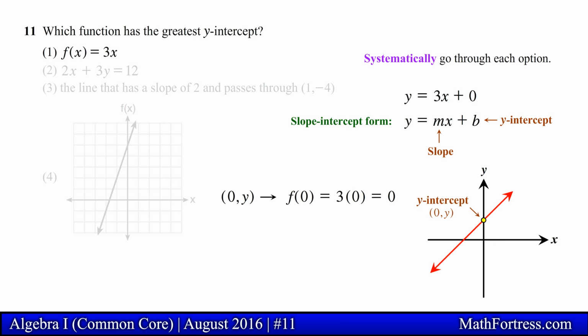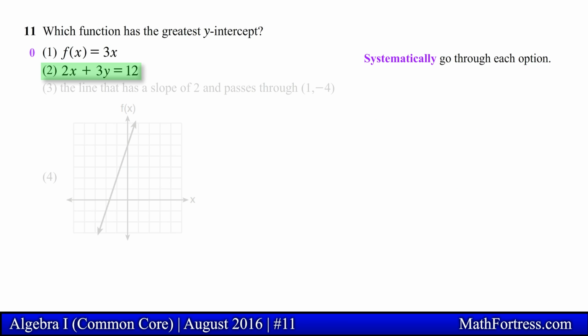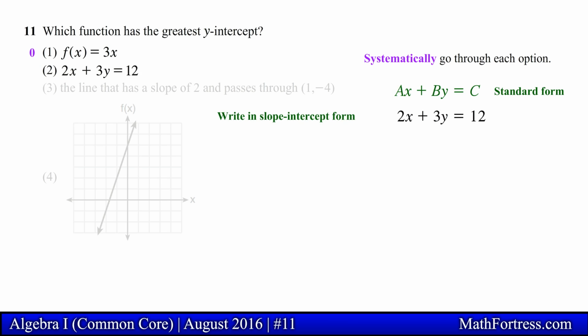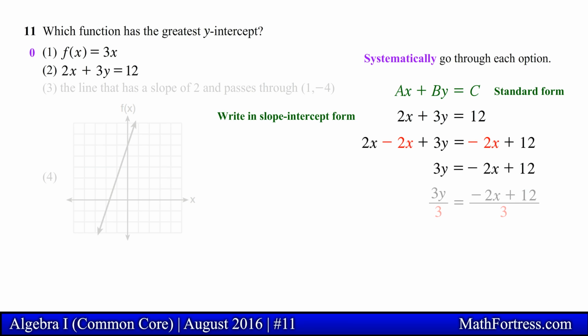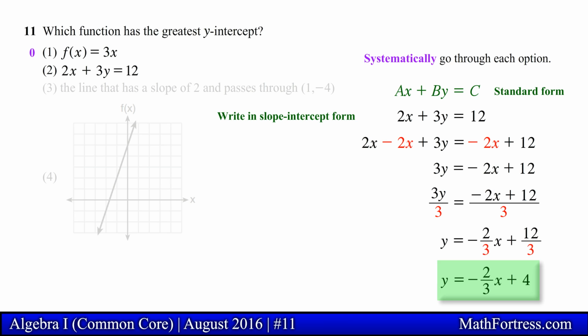Taking a look at option 2, we see that we have the standard form of the equation of a line of the form ax plus by equals c. We can determine the y-intercept by rewriting the function into the slope-intercept form by solving for y. So we first subtract 2x from both sides of the equation. We then divide both sides of the equation by 3, making sure we divide both terms on the right side of the equation. Doing that, we obtain the following alternative form of the function, y equals negative 2/3 x plus 4.